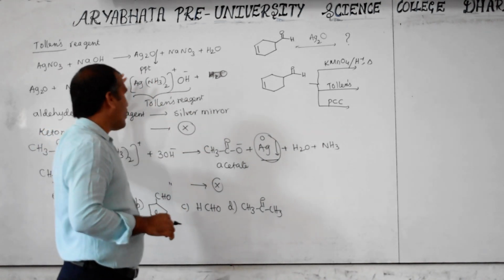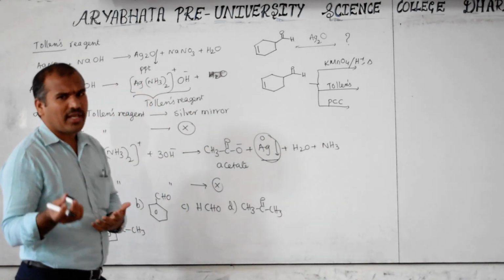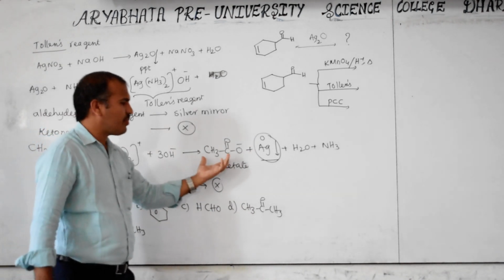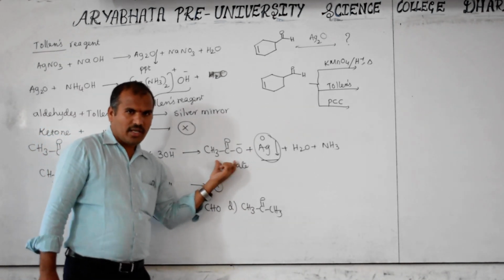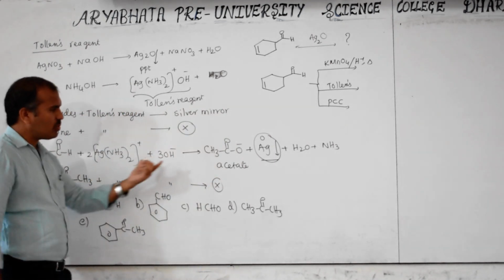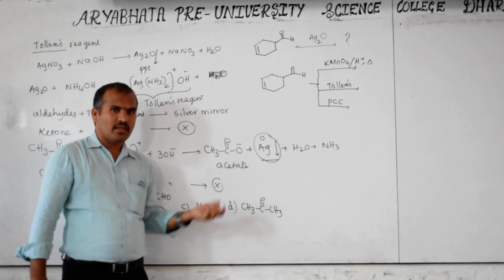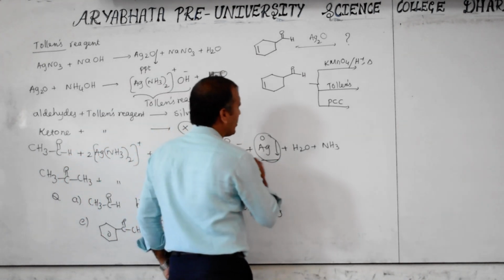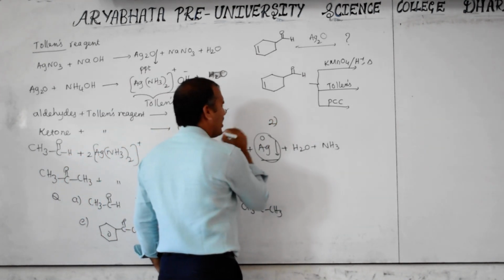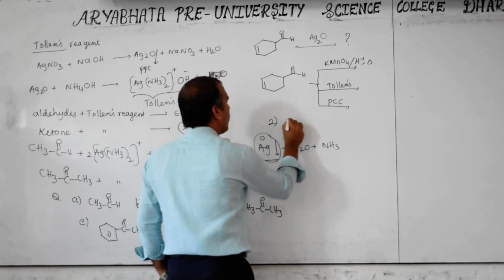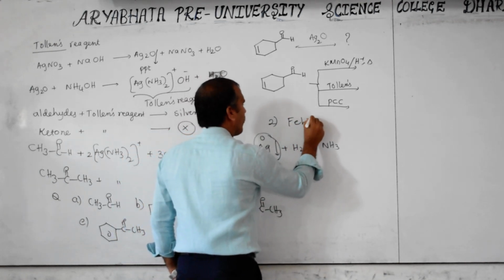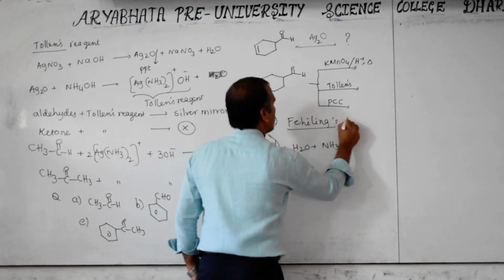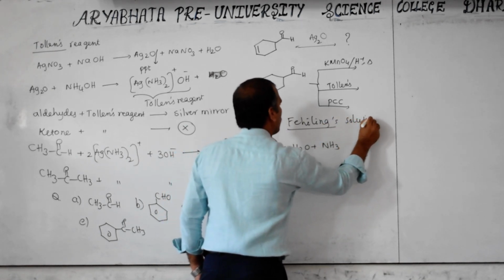So Tollens reagent, what is it? I can give so many examples, but with Tollens reagent, aldehydes are converted into their respective carboxylates. Here how many carbons? 2 carbons, so a 2-carbon carboxylate. If 3 carbons are there, a 3-carbon carboxylate. Now the second mild oxidizing agent is called Fehling solution or reagent.